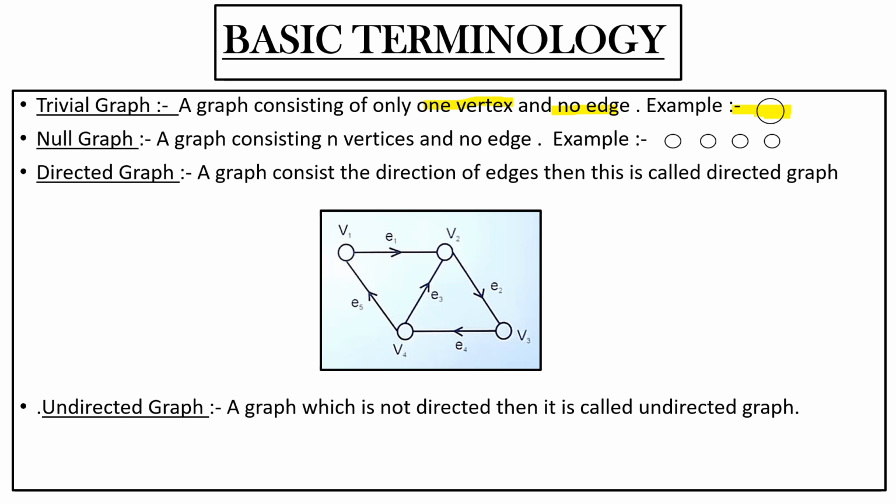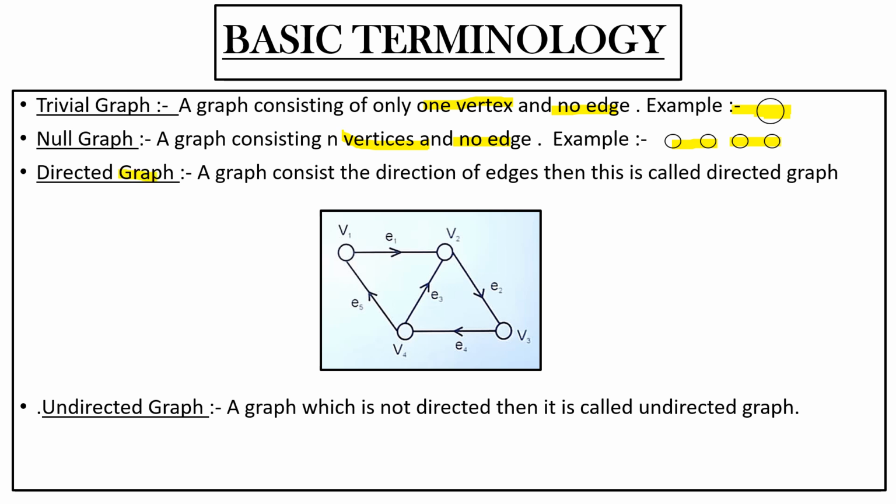Number 2 is null graph. A graph consisting of n vertices and no edges is known as a null graph. If we consider this example, we can see that there are four vertices present in it and there are no edges in it. If there are no edges in our graph, then our graph will not be formed. So such type of graphs are known as null graphs.